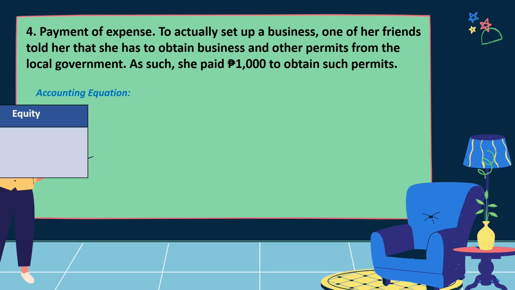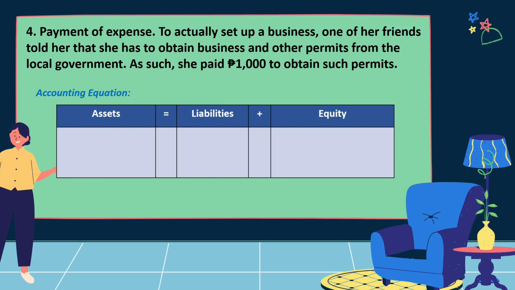Okay, accounting equation, assets is equal to liabilities plus equity. Based from this transaction, do we have assets? Yes, we have assets which is cash, 1,000 pesos. So, bakit negative ang cash niya? Negative kasi yan yung binayad niya sa permits niya. So, nagpalabas siya ng cash which is 1,000 pesos para sa permits niya. Kaya negative yan. Nabawasan ang cash niya worth 1,000 pesos.